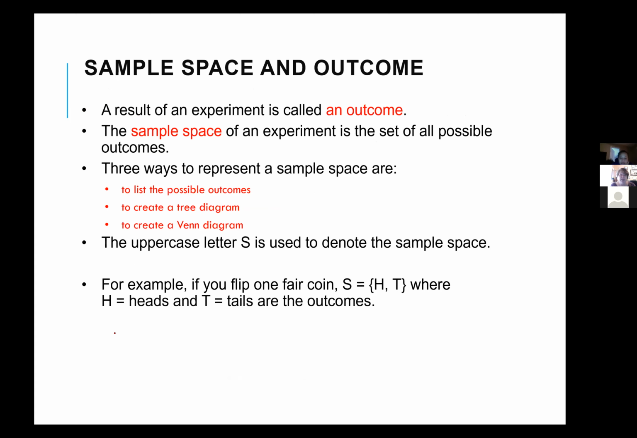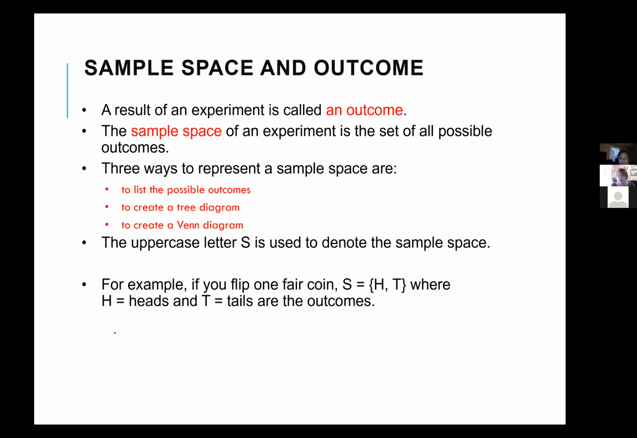The way to represent a sample space is you can just list the different outcomes, or you can create a tree diagram, which we will do at the end of this chapter, or you can create a Venn diagram. And a Venn diagram we'll look at in just a minute. It's just an easy way to represent your sample space using circles and boxes. When you have a sample space, we use a capital S to denote that sample space.